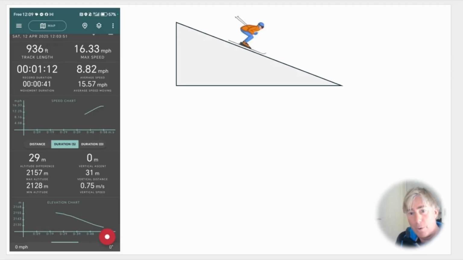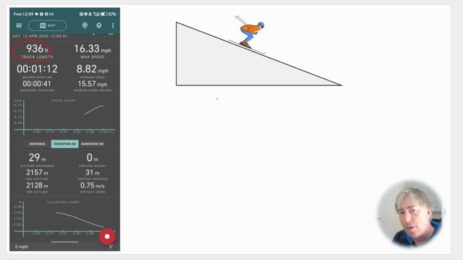So hi there, we've got a little diagram of the ski slopes, greatly simplified because it's assuming the slope is constant. We've got the Geo Tracker information on the left hand side. So what we're looking for is some information that we can use. So we have a track length of 936 feet, okay? So that's from start to finish.